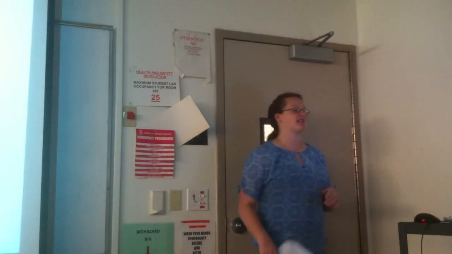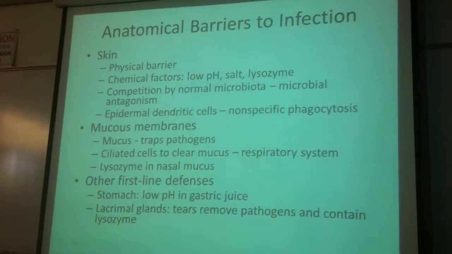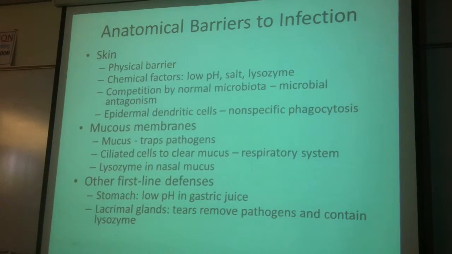Epidermal dendritic cells, so, you know, there's some that specialize. You have non-specific phagocytosis. We have specific cells that hover around the mucosal membranes, and they randomly sample things and go, ooh, this is bad, we should figure out how to kill this. They randomly do non-specific phagocytosis.